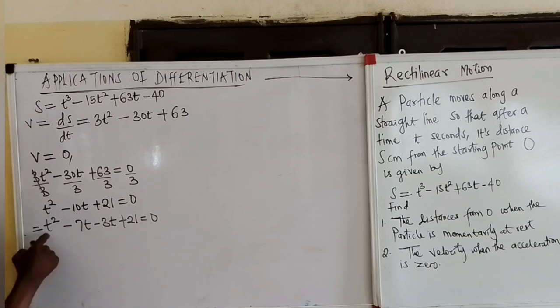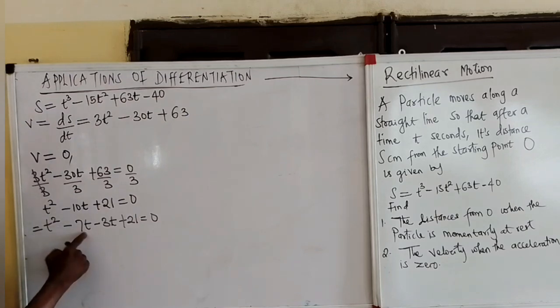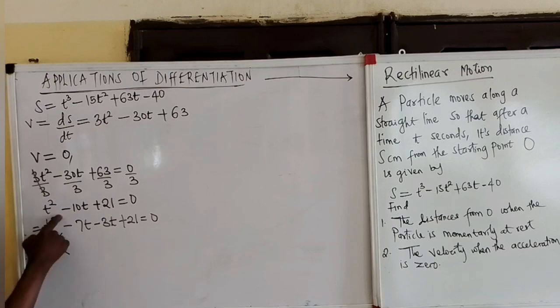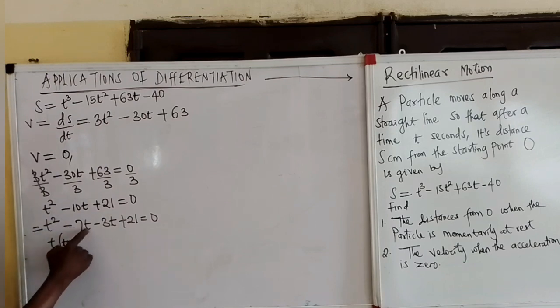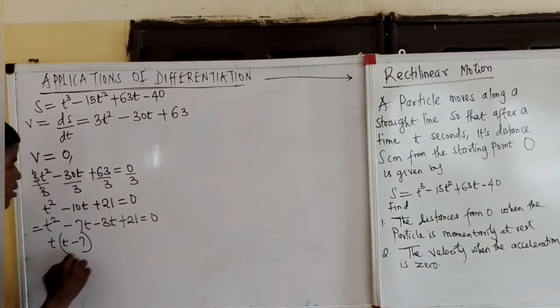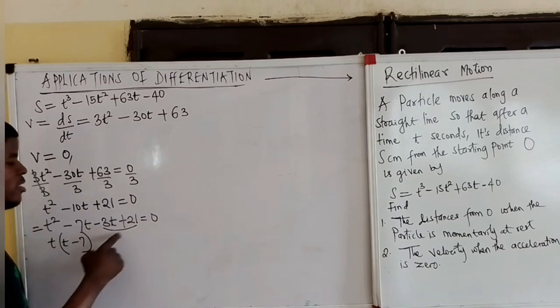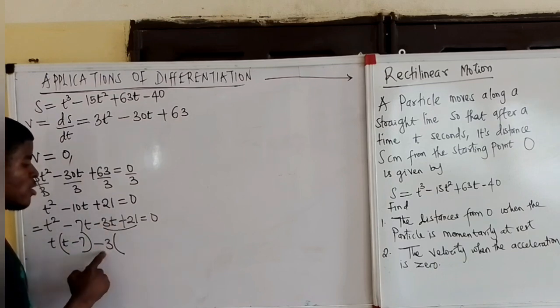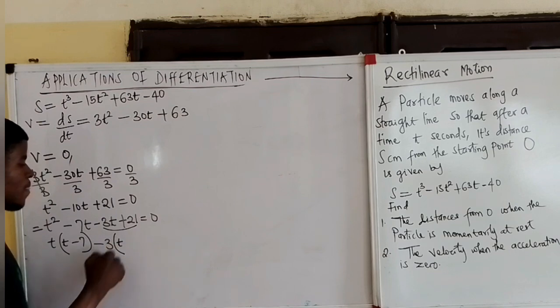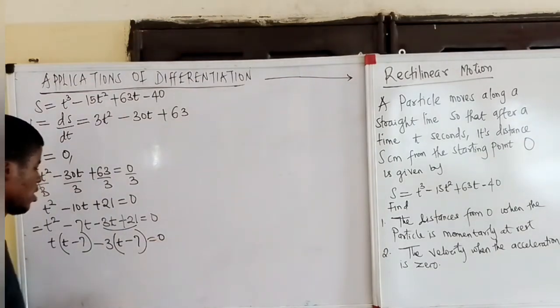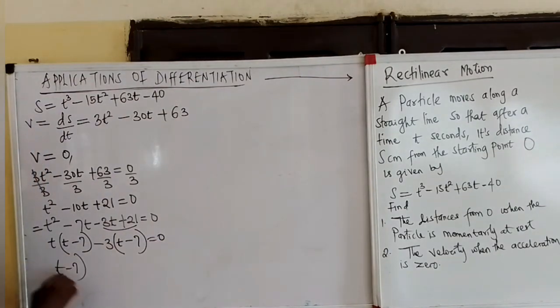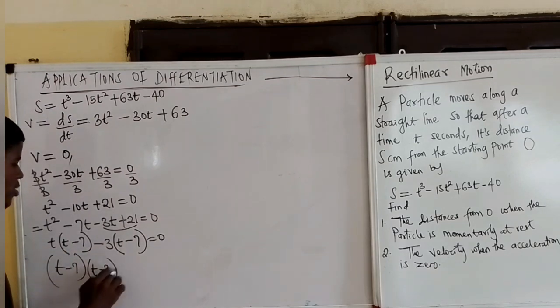I'll factorize. What's common to both t squared and minus 7t? I have t. t squared divided by t is t. Minus 7t divided by t is minus 7. Then, I'll come to the next two. What's common to minus 3t and 21 is minus 3. Bring it out. Minus 3t divided by minus 3 is t. 21 divided by minus 3 is minus 7, equal to 0. And this means that t minus 7 in brackets and t minus 3 is equal to 0.